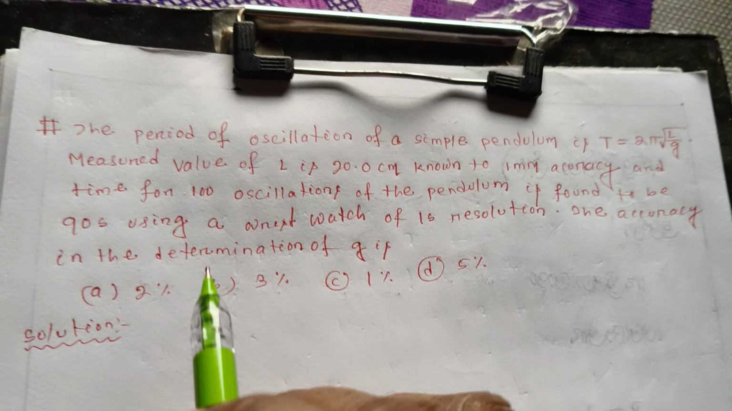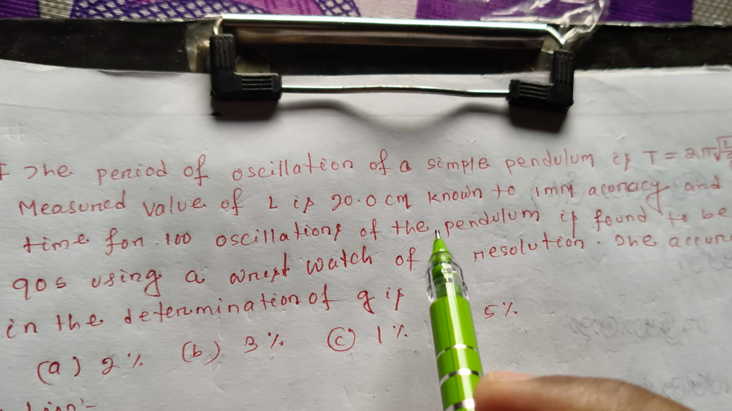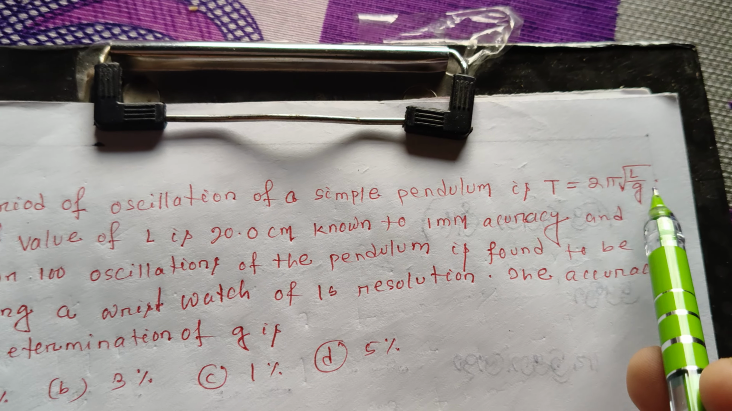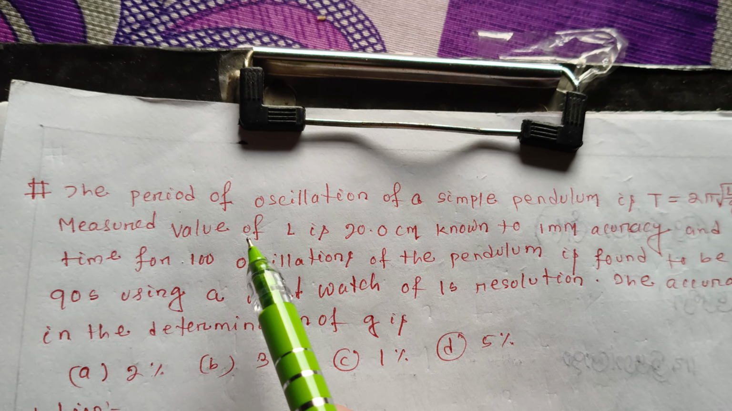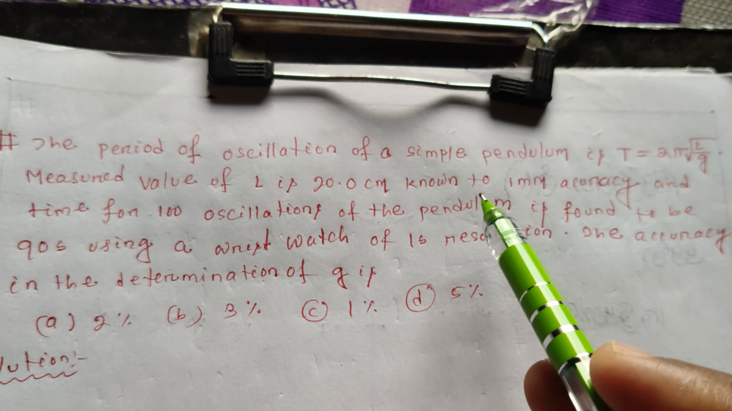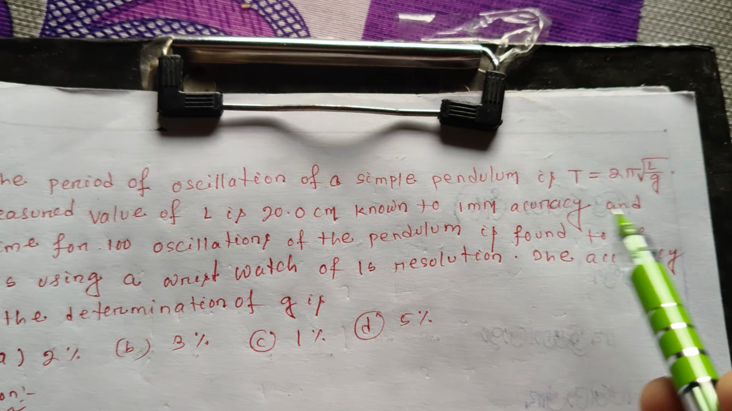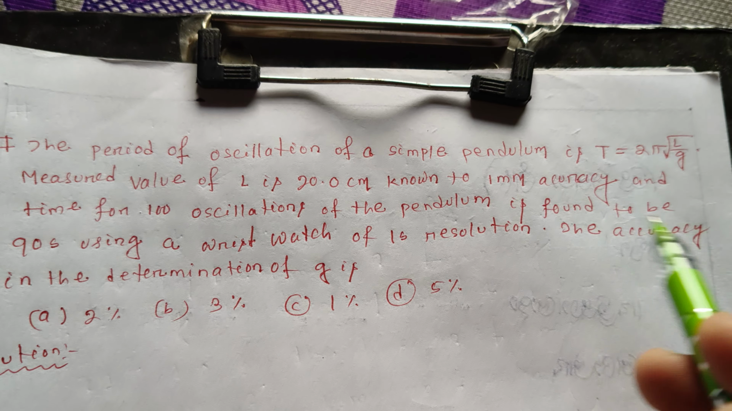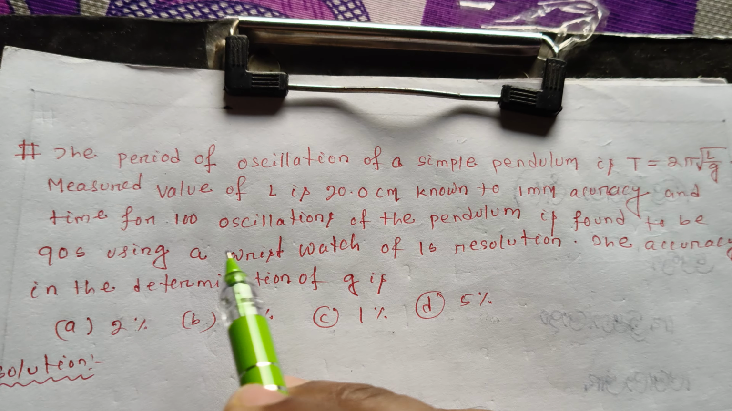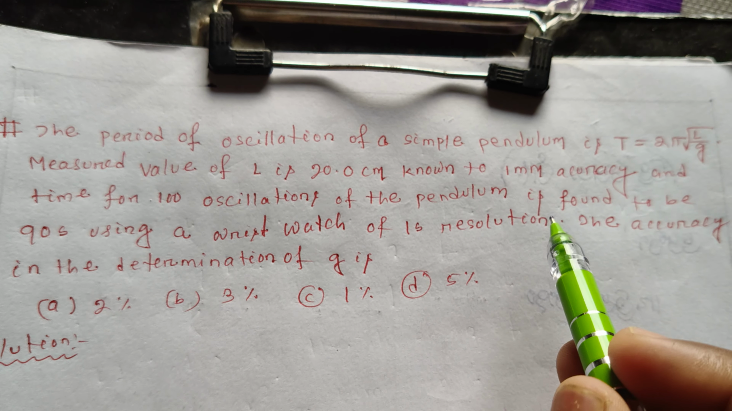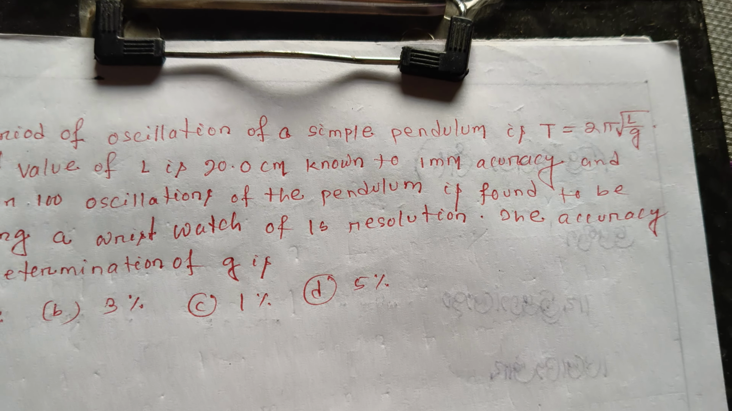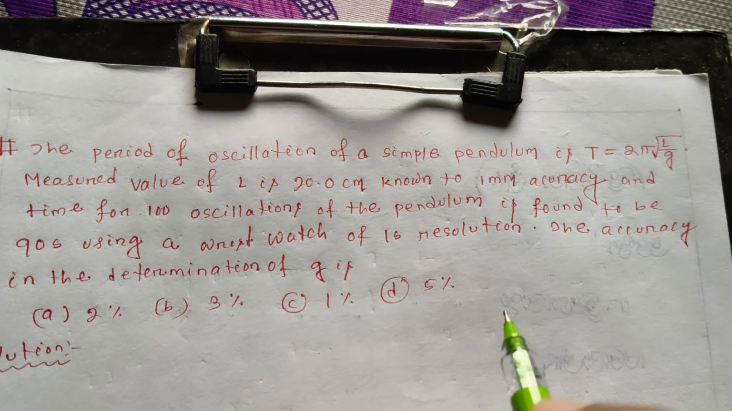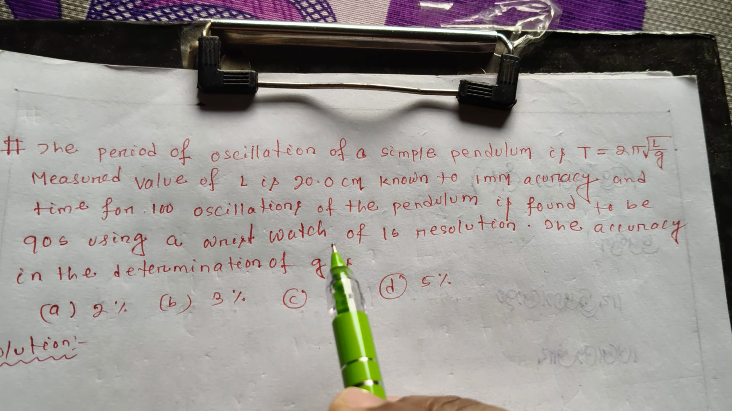Okay, the question is: the period of oscillation of a simple pendulum is T equal to 2π root over L by g, and the measured value of L is 20 centimeter, known to 1 millimeter accuracy, and the time for 100 oscillations of the pendulum is found to be 90 seconds using a wristwatch of 1 second resolution. Then the accuracy in the determination of g. We have to find the percentage of error in g.